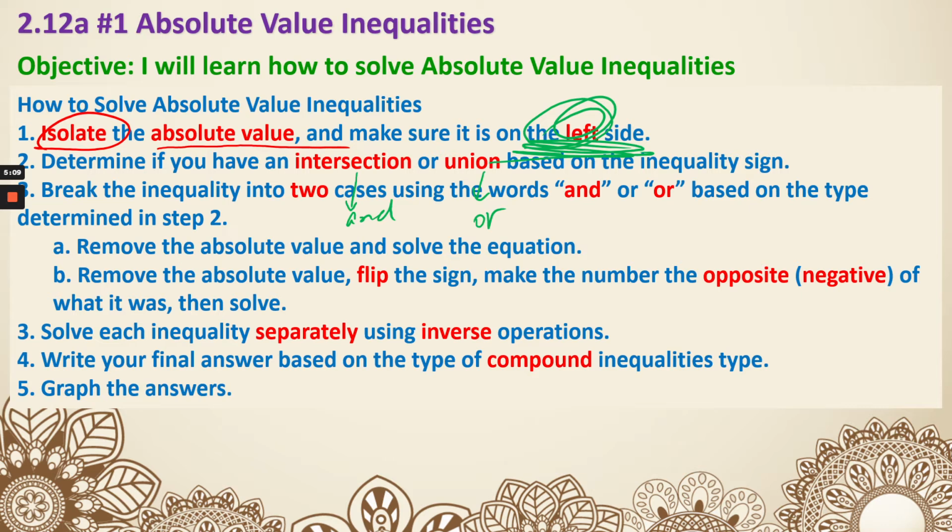Step 3, we're still going to break it into 2 pieces. However, there is an extra part again. We are going to need to flip the sign for the second case. Not just flipping the number, we also need to flip the sign for the second case. Then you're going to solve each inequality separately using inverse operations. Then you're going to write your final answer based on the type of compound inequality type. And of course, finally, we are going to graph.